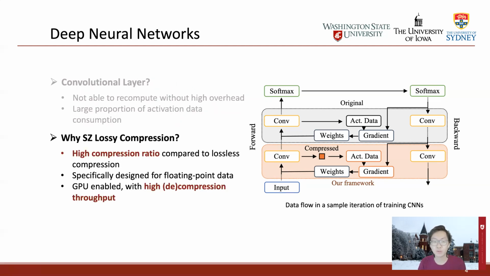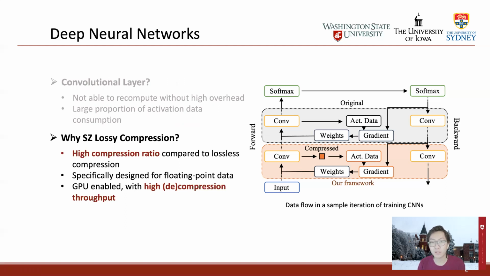And in this framework, what we use is SZ lossy compression, which can provide a very high compression ratio, especially compared to lossless compression. It's also specifically designed for floating point data, so it's pretty suitable for compressing activation data. And it's also error bounded. That means we can control the error, and we have an error distribution that we can use for our theoretical analysis.